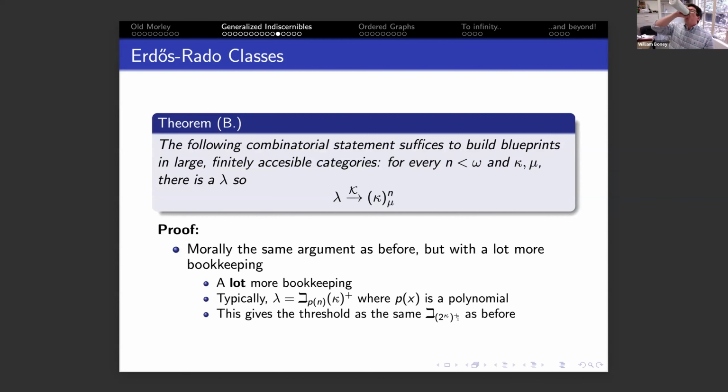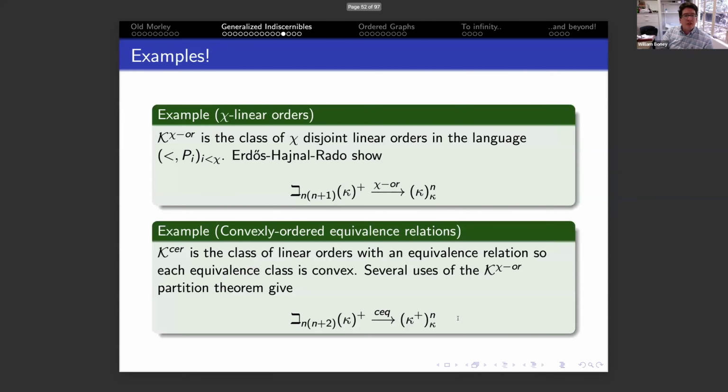And there's only one of these examples we'll see where you are doing anything other than just taking a polynomial. But okay, maybe let's look at some examples. So, we saw this example where you have two linear orders. You can do this with any chi. You take chi disjoint linear orders.